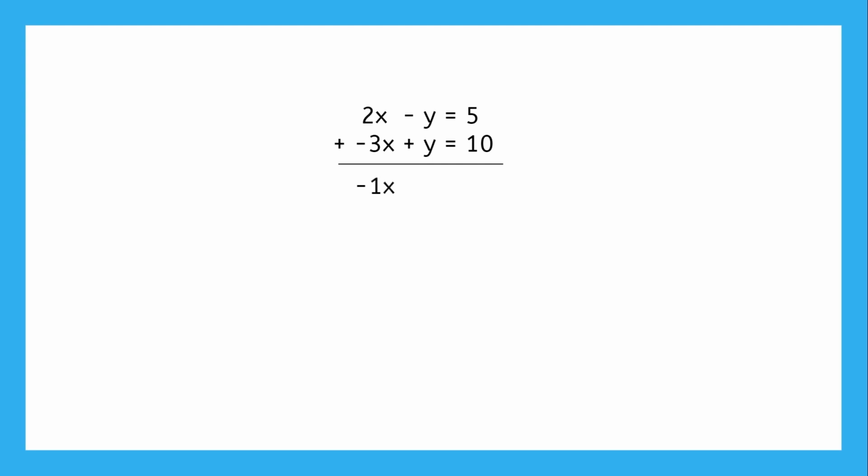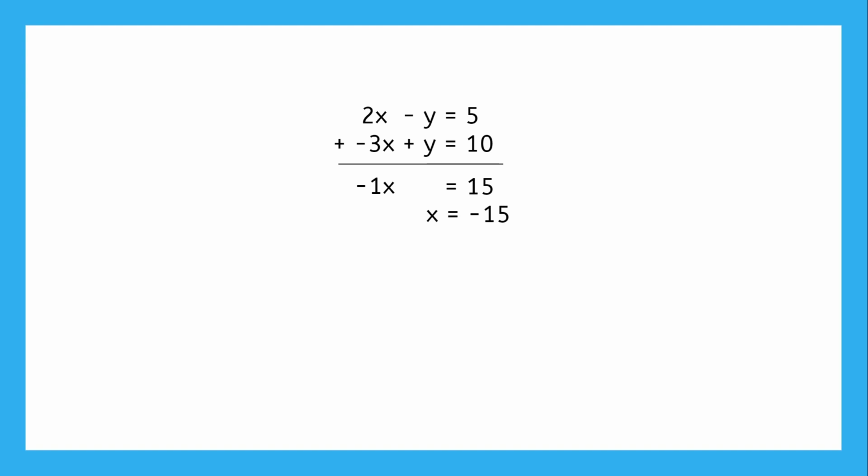2x plus negative 3x is negative 1x. And negative y plus y zeroes out, or is eliminated. And finally, 5 plus 10 is 15. By adding these two equations together, we've created a single equation with a single variable. This equation is incredibly easy to solve. Just divide by negative 1, and we find that x equals negative 15.